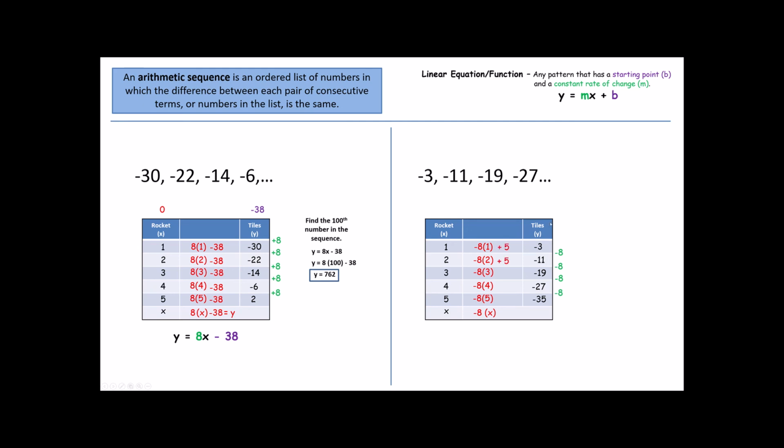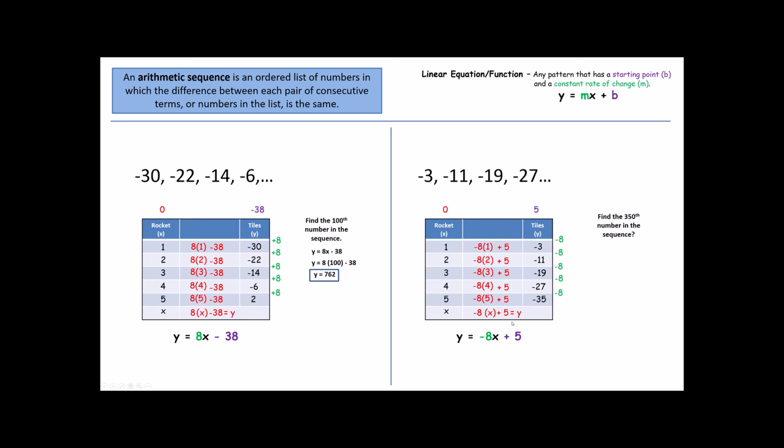It is a plus 5, because some number minus 8 had to equal negative 3. Well, that number had to be 5 because 5 minus 8 equals negative 3. There's your pattern. Y equals, this is your constant rate of change. This is your starting value.